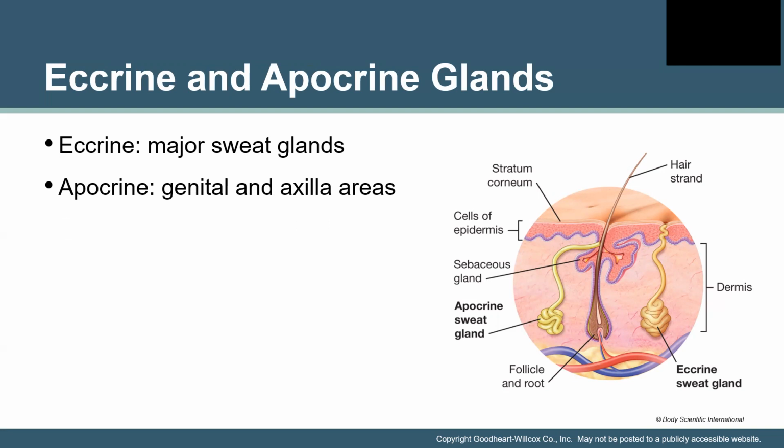The eccrine glands are the major sweat glands of the body. They cover most of the body and open directly onto the external surface of the skin. So that's how you would know if you were looking at this picture that you're talking about an eccrine sweat gland. If you look at this picture, you can see the gland itself. It has a duct, so it has to be an exocrine gland like we reviewed in our last chapter, and it is dumping its contents directly on the surface of the skin.